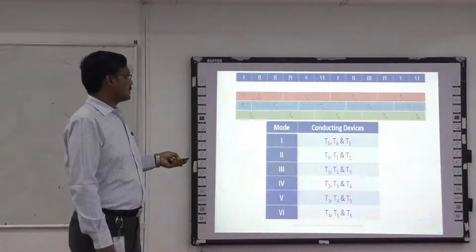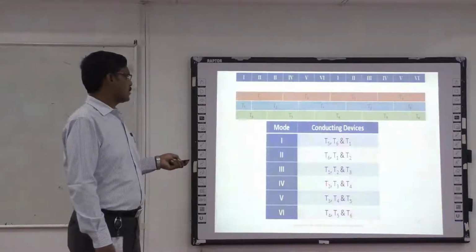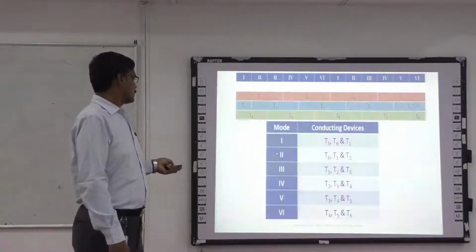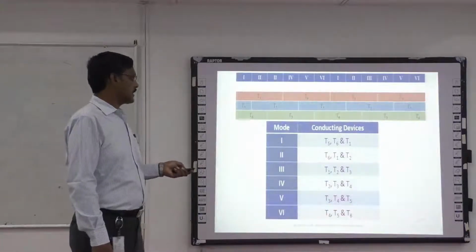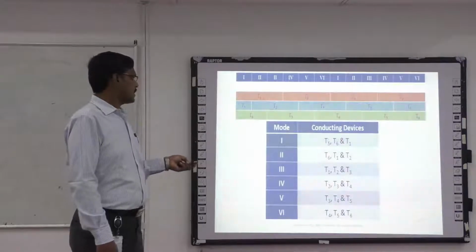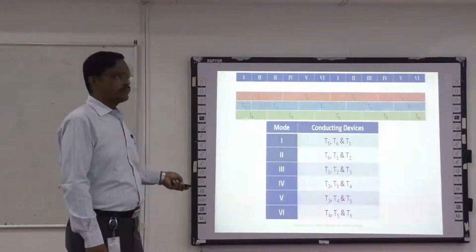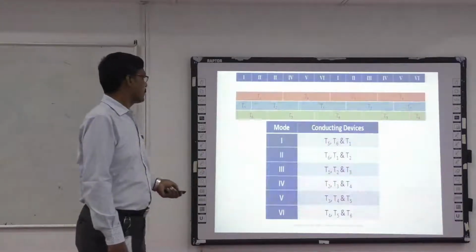During mode 1, the switches 5, 6, 1 will be conducting. Here 5 and 1 are the upper side switches, and 6 is a lower leg switch. Similarly, in mode 2, 6, 1, 2 are conducting. Here, 6 and 2 are the lower side switches, and 1 is the upper side switch. So, in this way, in each and every mode, 3 switches are conducting at any time.